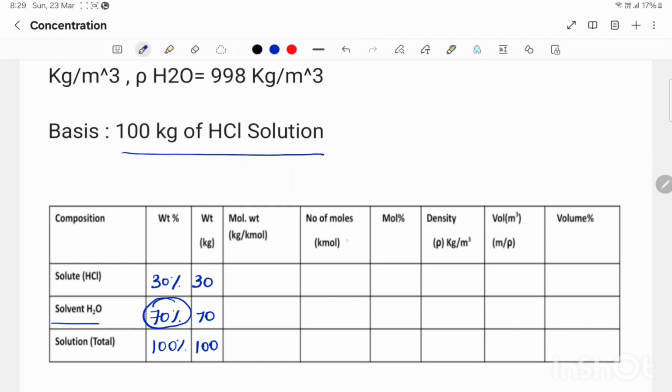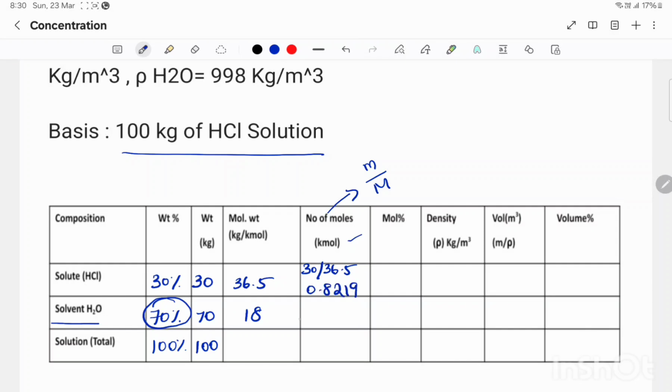Next we have to calculate the number of moles. Number of moles is calculated using the formula mass by molecular weight. So for calculating the number of moles we require the molecular weight. The molecular weight of HCl is 36.5 and for water it is 18. So now we can calculate the number of moles: the individual mass 30 divided by 36.5, its molecular weight. The value is 0.8219.